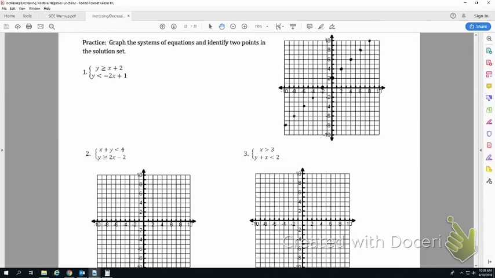And David, does this need to be a solid or a dashed line? Solid, yep, solid because it's equal to. On the second equation on there, Meredith, what's my y-intercept? 1. And my slope? Negative 2. Okay, so I'm going to go down 2, right 1. And Jacob, is this line going to be dashed or solid? Dashed. Why? Because it does not have an equal to.